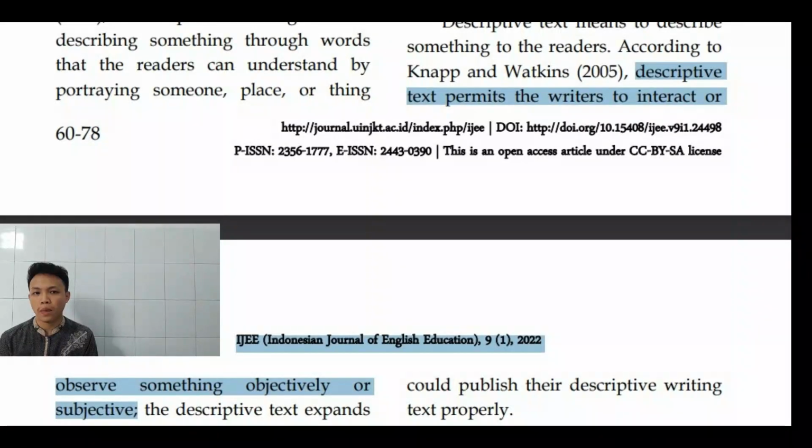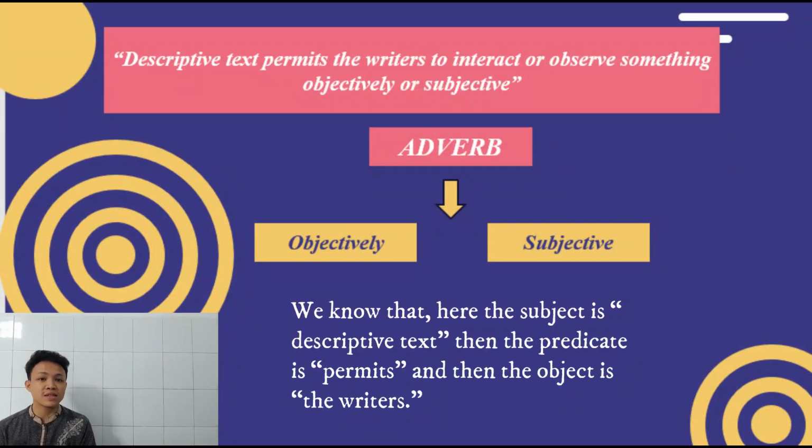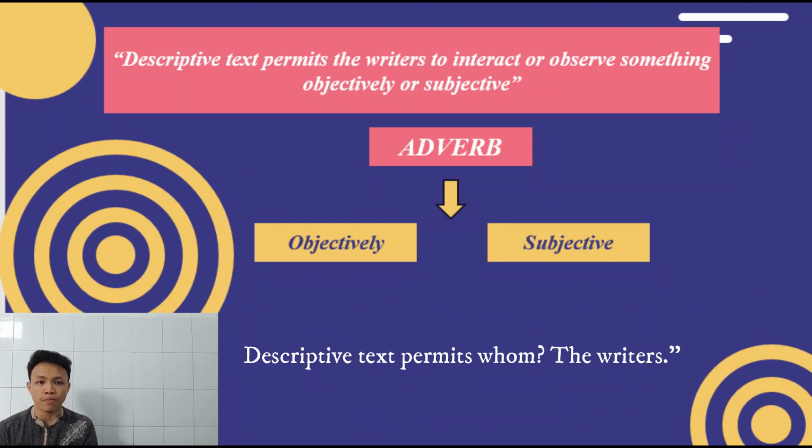Let's look at this sentence example. Descriptive text permits the writers to interact or observe something objectively or subjectively. We know that here the subject is descriptive text, then the predicate is permits, and then the object is the writers. Descriptive text permits whom? The writers, generally.